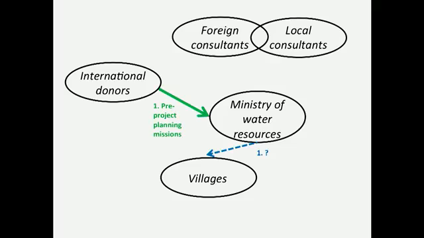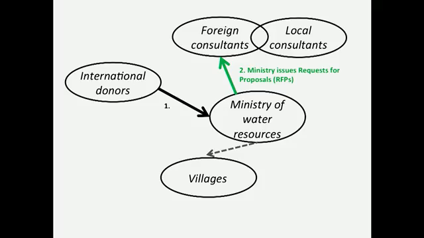The first step is for representatives of the donor to make a pre-planning mission to the country and discuss sector issues with the various ministries. The team might make a quick trip to the villages to see local water and sanitation conditions. In the second step, after considerable discussions and agreement to undertake a project, the Ministry of Water Resources issues a request for proposals to undertake a large planning study or perhaps a construction effort.